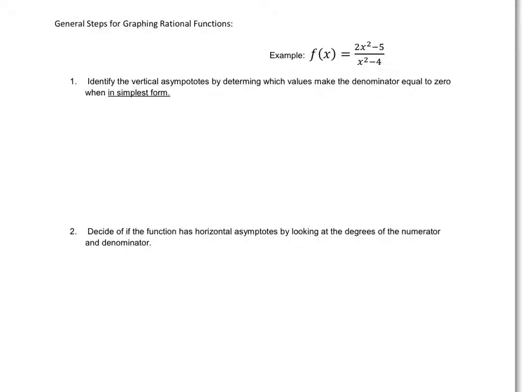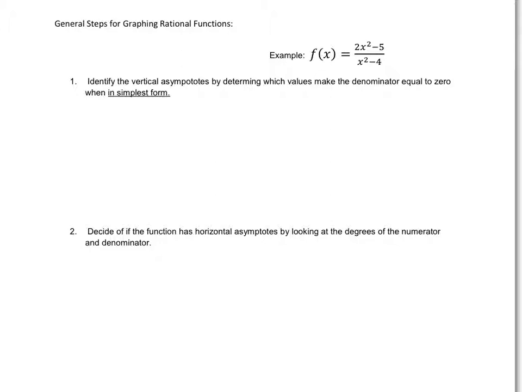Hi everyone. So this video is going to give you an example of graphing a rational function by hand. Okay, so you want to do this one. I know you can obviously punch it in and graph it on the calculator, but you want to be able to do these basic ones by hand by following these steps. So I have an example here. f(x) = (2x² − 5)/(x² − 4).